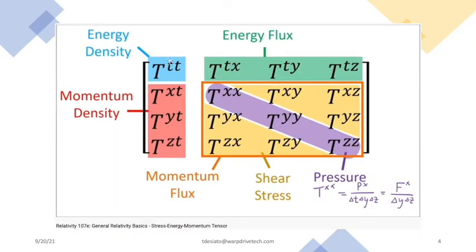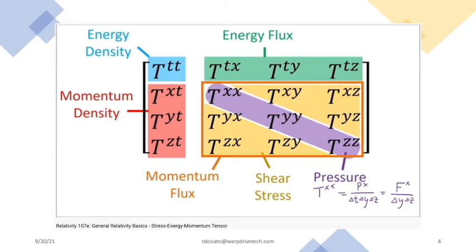Breaking down the tensor, the upper left corner is the energy density, and the top row of the tensor is the energy flux, and the top row and the first column are the same values. The diagonal terms are the pressure, and the off-diagonal terms are the shear stress. And this 3x3 matrix is the momentum flux through the volume. This describes what the components of the energy and momentum tensor represent.